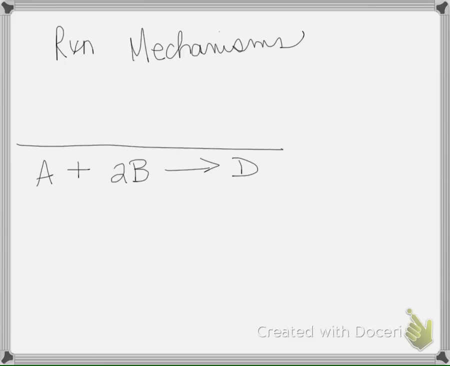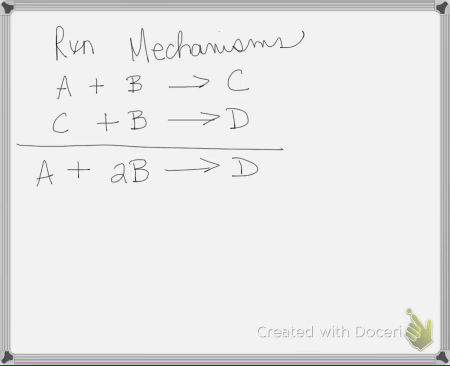But what we haven't looked at and what we haven't talked about is that there might be a number of steps that have to happen in order for A plus 2B to make D. For example, you might first have to take A plus B and make C, and then that C reacts with other B's that are present to make D. That is a reaction mechanism. It's the steps in the reaction.